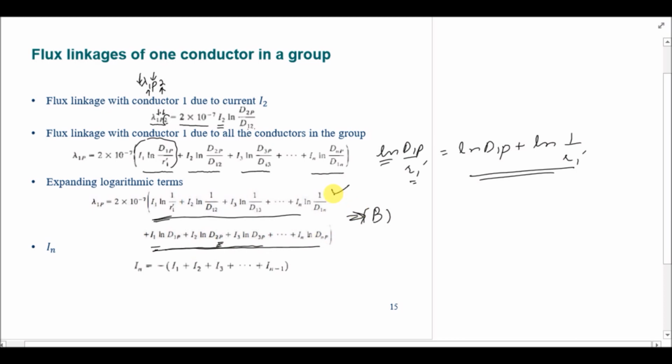Firstly, we assumed at the start of the lecture that the summation of all the currents is equal to 0, right? So what does it mean? I1 plus I2 up to In is equal to 0. So we have separated out In, and all the terms other than In we have taken to the other side of the equality. This is the equation that we get, and now we will replace this In with this equation.